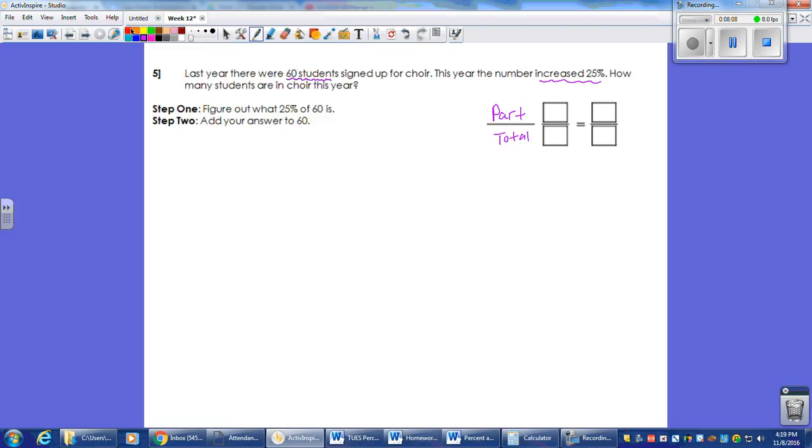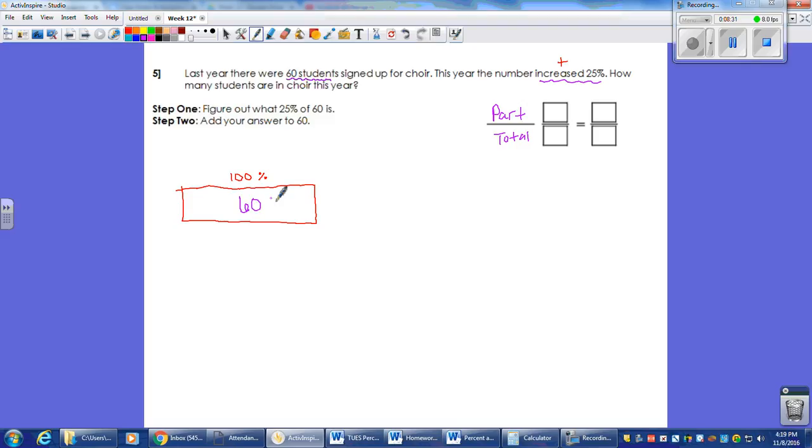I'm going to show you 2 ways to solve this. Increase means we are adding. One way you can do this is at the beginning. You can add 100 plus the 25, and a way to show this is basically this entire bar will represent 100% of the students last year. So last year 100% was 60 students.